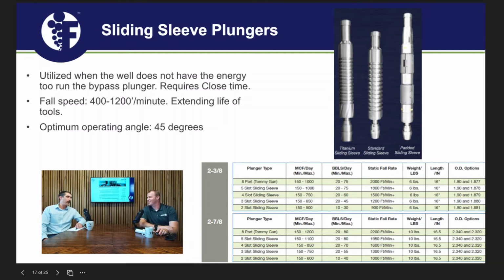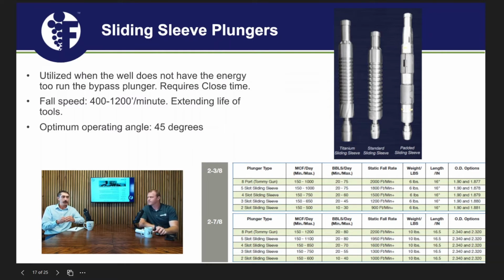Gray area, I guess you call it. Right, so we're working through the progression, and we're looking at it as the well ages. Correct, and the critical velocity and volumes are trying to decrease. So now we're below the critical velocity that the bypass plunger will run with. We need some shut-in time. 65%, give or take, right?